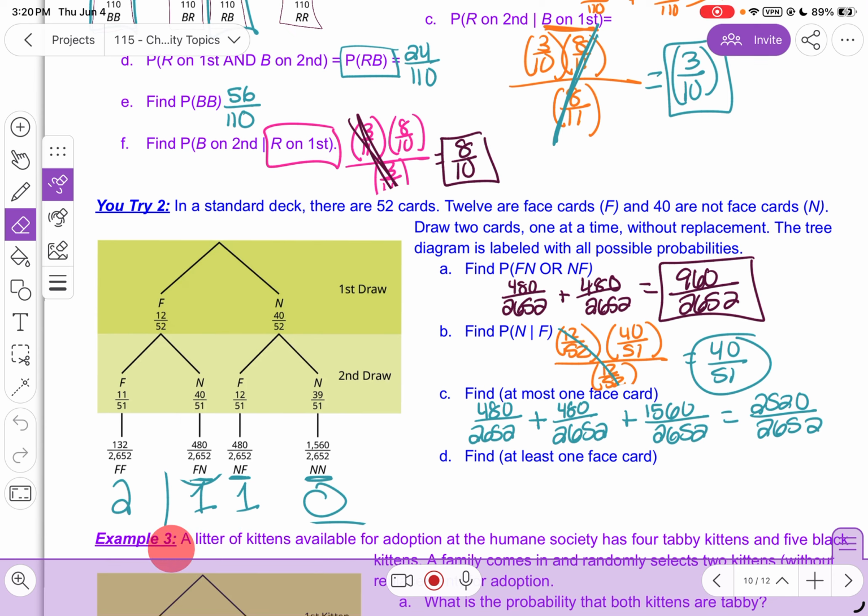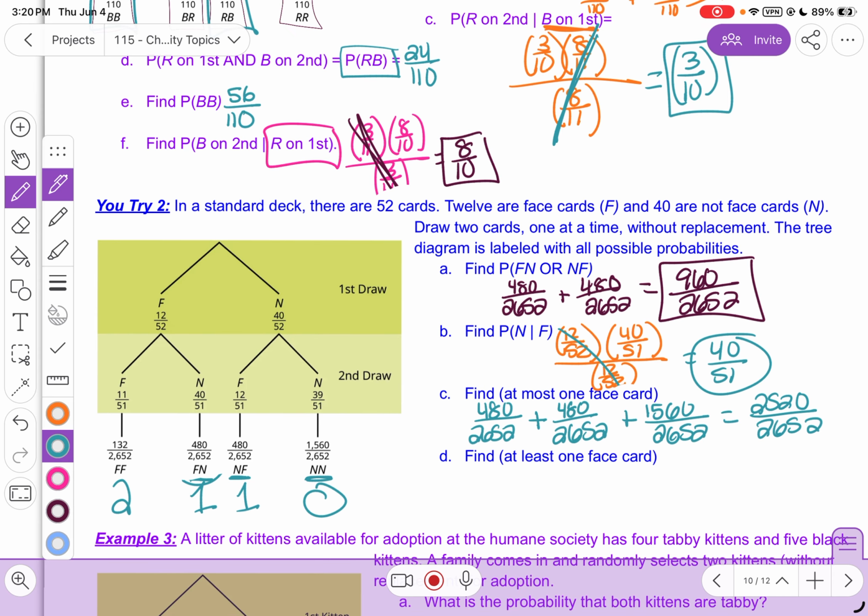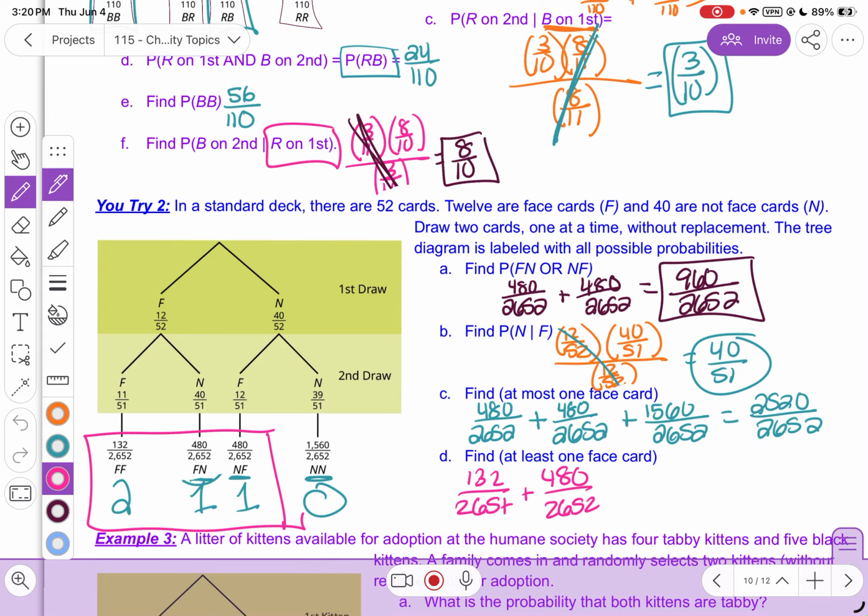Okay. And then D is at least one face card. Same idea, but we want all but the 0. So we would add FF plus FN plus NF. So 132 plus 480 plus 480 is 1092 over 2652.